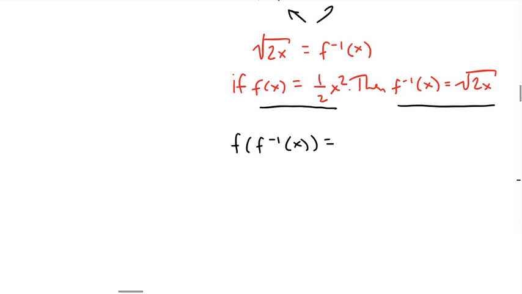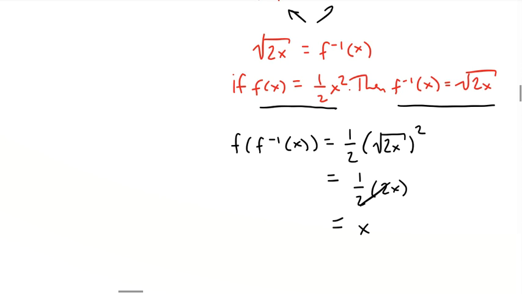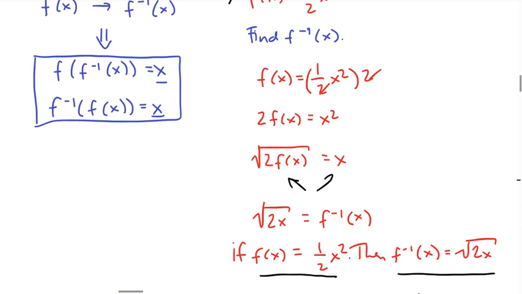So the first thing we're going to do is identify what our function f of x is, which is 1/2 x squared. So now instead of x, we're just going to plug in f inverse of x. So we're going to have 1/2 of the square root of 2x squared. Simplifying this, 1/2 of the square root of something squared is just going to be that something, so we have 2x. And then these 2's will cancel out, so we have just x. So the first part of this property is verified.